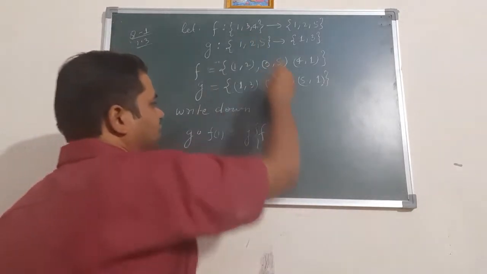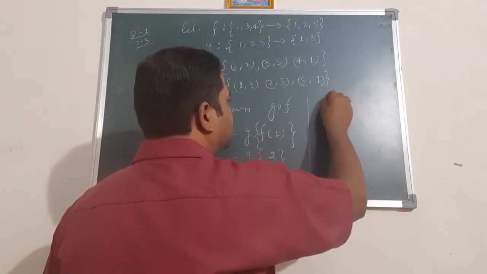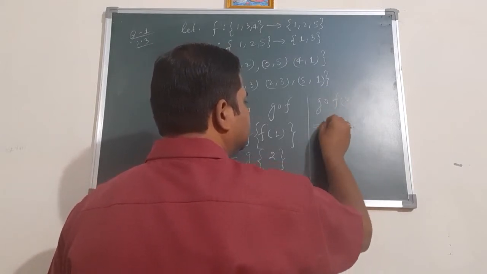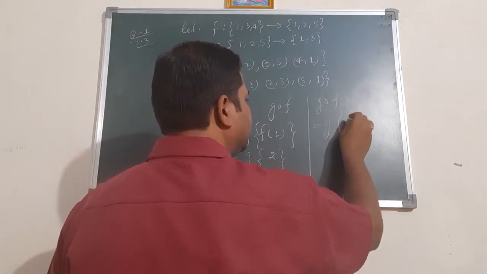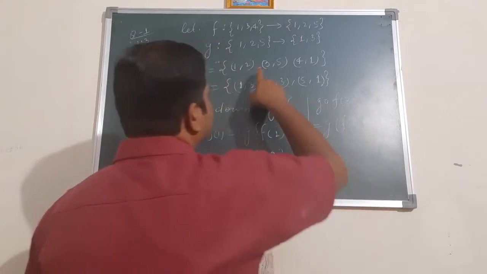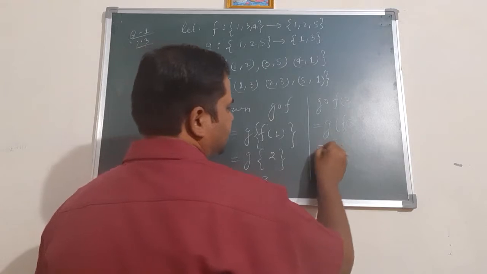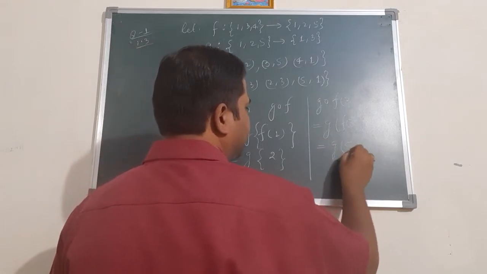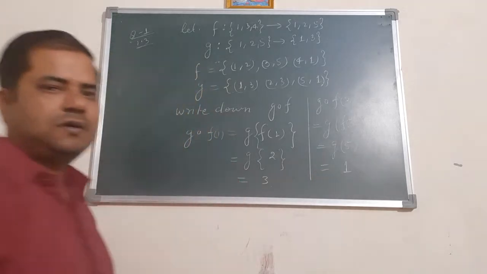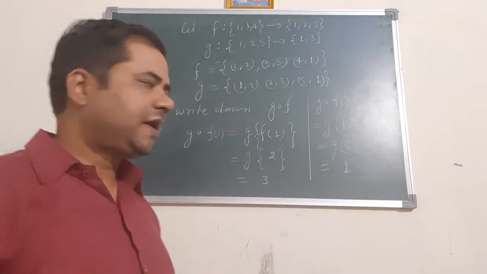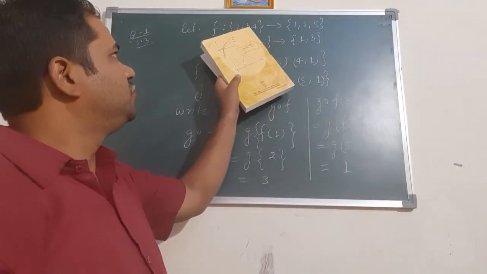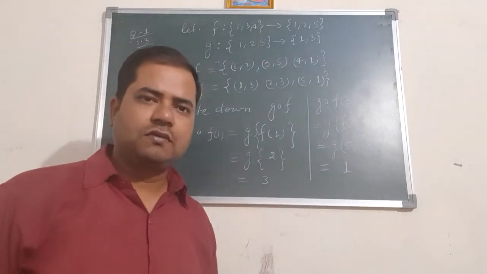For the element 3, f composition g of 3 is g of f(3). And f(3) is 5, so this is g of 5, and g of 5 is 1. Maybe you understand? Okay, so note it down and solve for f composition g of 4.